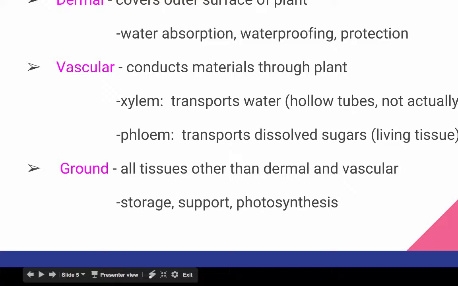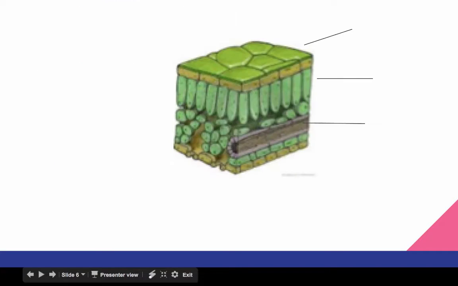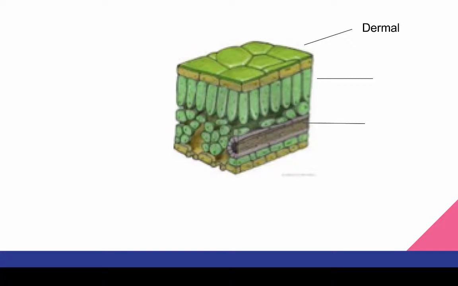The third kind of tissue in plants are the ground tissues, and those are any tissues other than the dermal or vascular tissue. They're throughout the plant. They're used for storage. They're used for support. They contain chloroplasts, so they're carrying out photosynthesis. If we take a look in the structure of the plant where these tissues are located, you would have that dermal tissue on the outer surface. This would be kind of a cross section through plant tissues.